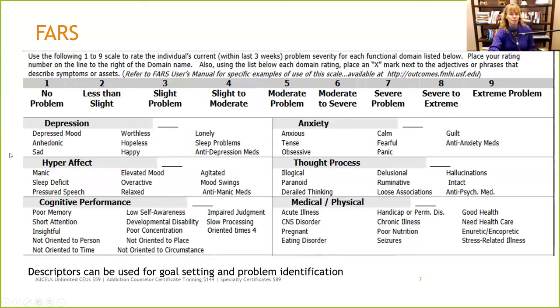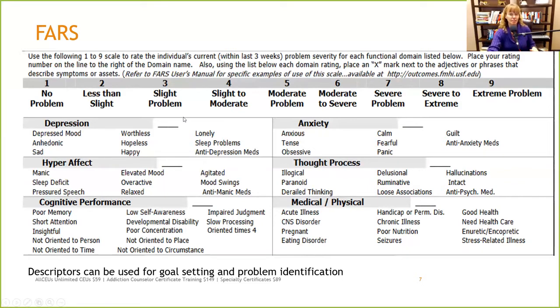Does the person have depressed mood? Are they anhedonic, sad? Are they having feelings of worthlessness, hopelessness? Are they happy? So these are different descriptors that we're looking at, and then we're going to assign a value for how much of a problem depression is right now. How extreme is the problem?